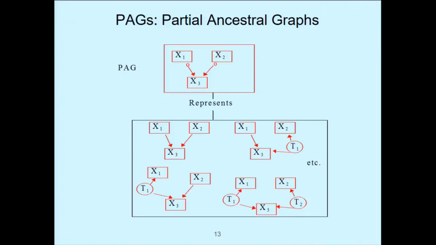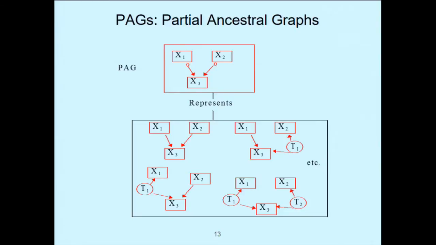What is the equivalence class? Well, intuitively, it represents all the models with these adjacencies that have arrowheads that go into X3, but might vary about the arrowheads coming out of or into X1, and it might vary about the arrowheads that go out of or into X2. Okay? So what are those models? Well, some of them are pictured here.